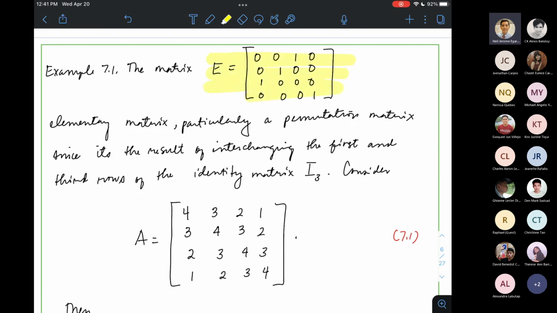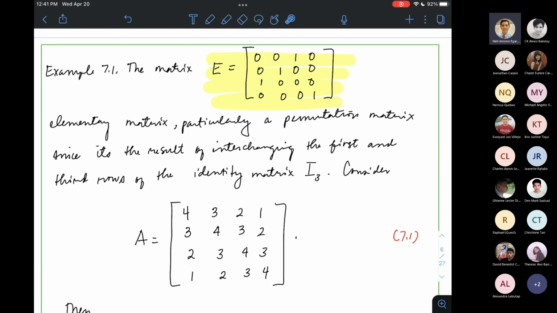So, itong matrix na to, by inspection, you can say that this is an elementary matrix. Why? Because it is the product of interchanging row 1 and row 3 of the identity matrix. So, papasok siya as a permutation matrix. All right? So, it's elementary. And again, since this is derived from interchanging the first and the third rows of the identity matrix, then pre-multiplying it or left multiplying it to any other matrix will interchange the first and the third row of that matrix. Kasi parang ito yung pampalit dun sa elementary row operation.